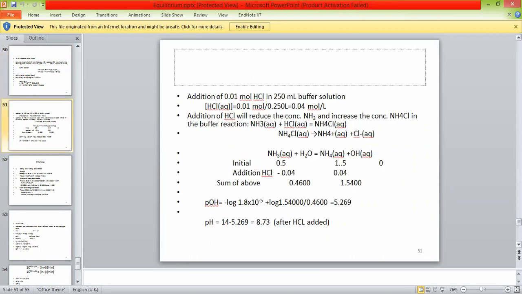So this is what they are doing here. So the HCl will reduce the concentration of ammonia and increase the concentration of the salt. So this is what is happening. These are the number of moles. These are the number of moles. HCl is that. You have that. So this is reducing when you do the subtraction. This is increasing when you do the addition. And after that, you calculate by just placing into this the value, and you find that. And when you subtract that from 14, you're going to have this as the new pH. Is that clear?